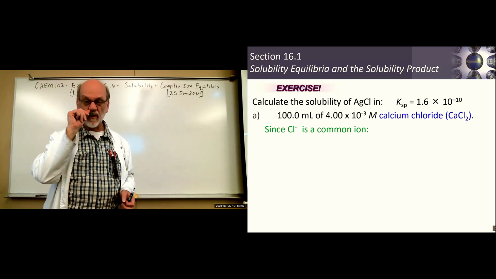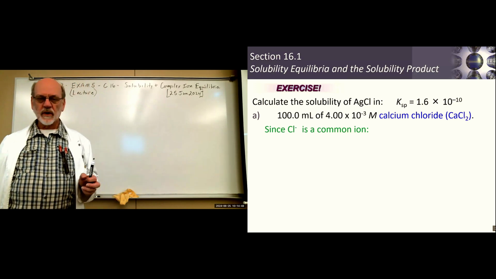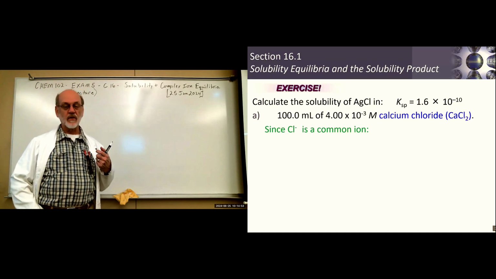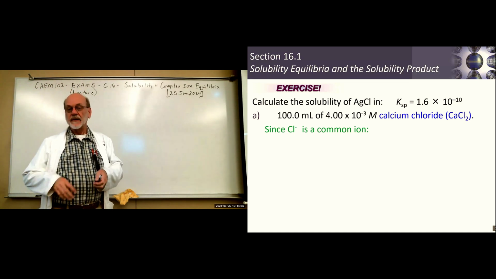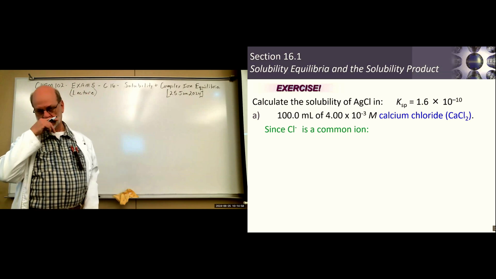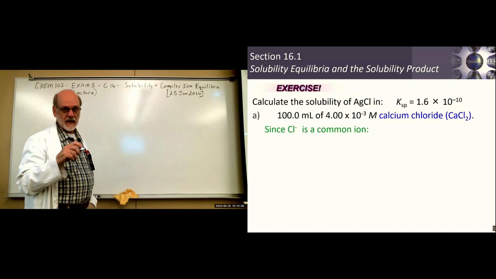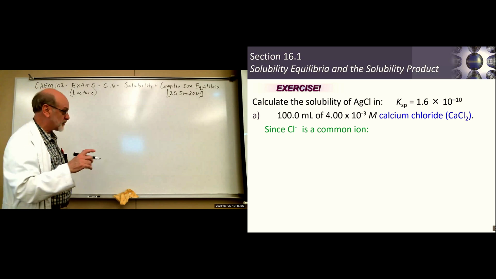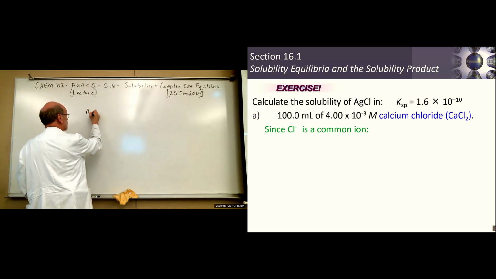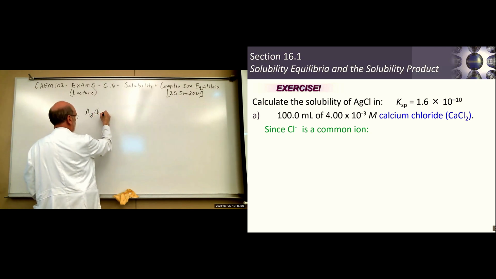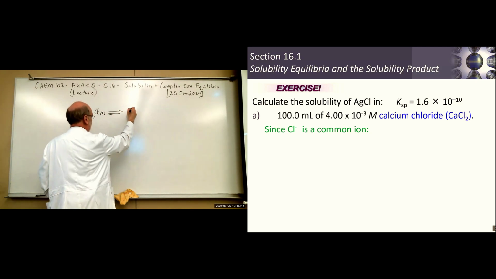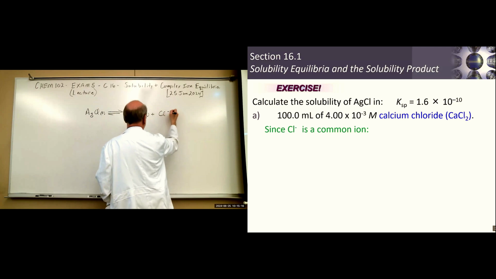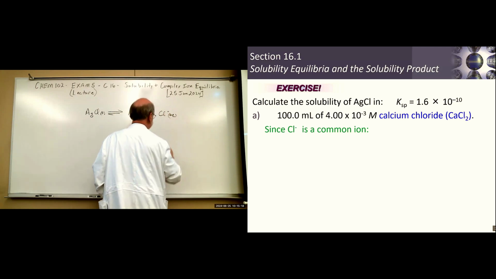Calculate the solubility of silver chloride in 100 milliliters of 4 times 10 to the minus third molar calcium chloride. All right. The expression that's related to the KSP is still this one that I just erased.